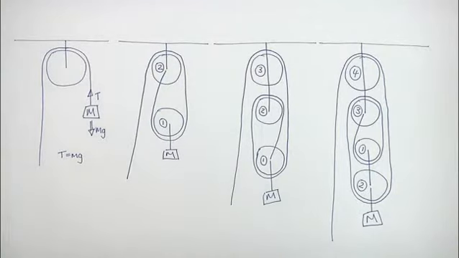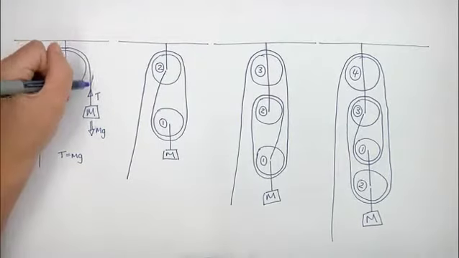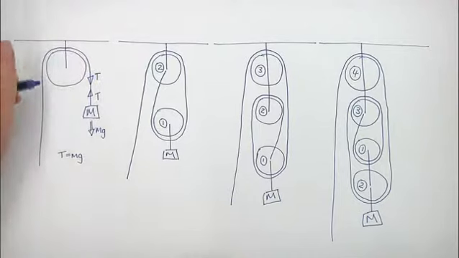If we assume that the rope is light and the pulley is light and frictionless, then the tension in the rope must be the same everywhere. It's equal to mg.